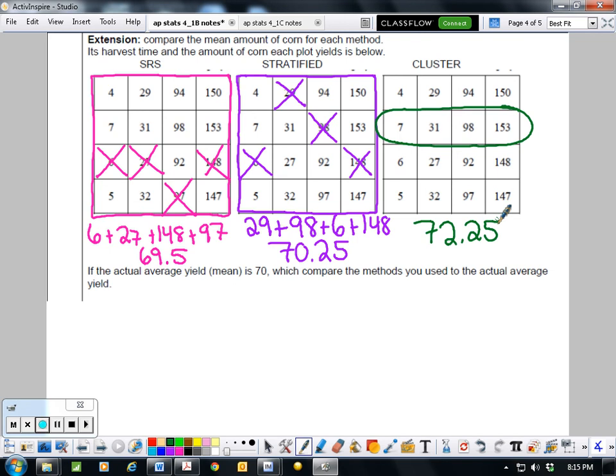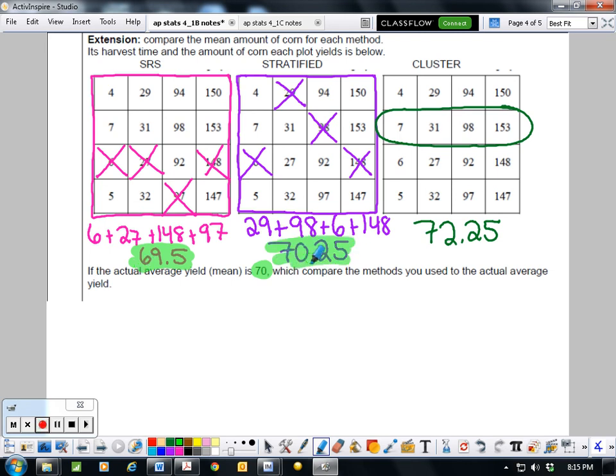So now we want to actually compare that to our true average. Our true average was 70. Which one was the closest? Well, our stratified was the closest because it really took into consideration what was there, broke those down by the groups, and worked with us. It was our closest. But our simple random sample wasn't bad at all. It was only off by 0.5.